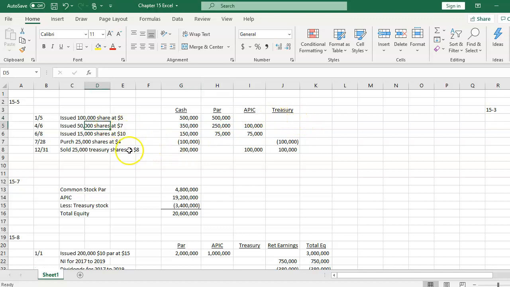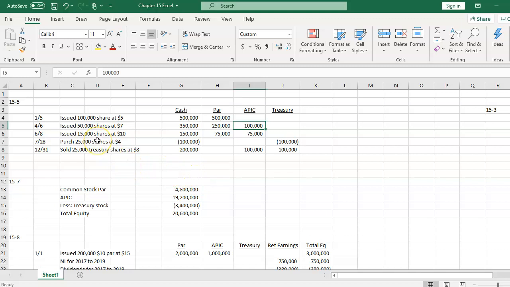Then we issued 50,000 shares in April, and that's at $7. So 50,000 times 7 is 350. And the $2 difference goes to additional paid in capital. Okay, and then par value is the 250. So 5 times 50 is 250, and the $2 extra goes to additional paid in capital.